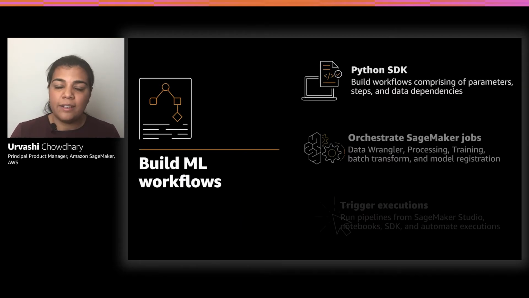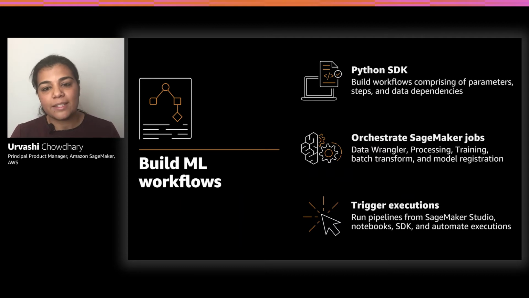Let's look at the specific capabilities of Amazon SageMaker Pipelines. To build machine learning workflows, you can use the Python SDK and define a set of parameters, steps, and the data dependencies to construct your pipeline itself. When building a model building pipeline, you can orchestrate different SageMaker jobs, such as Data Wrangler and processing for processing data, SageMaker training for training your machine learning models with different hyperparameters, batch transform for scoring models on batches of data, and model registration steps to register models into the model registry.